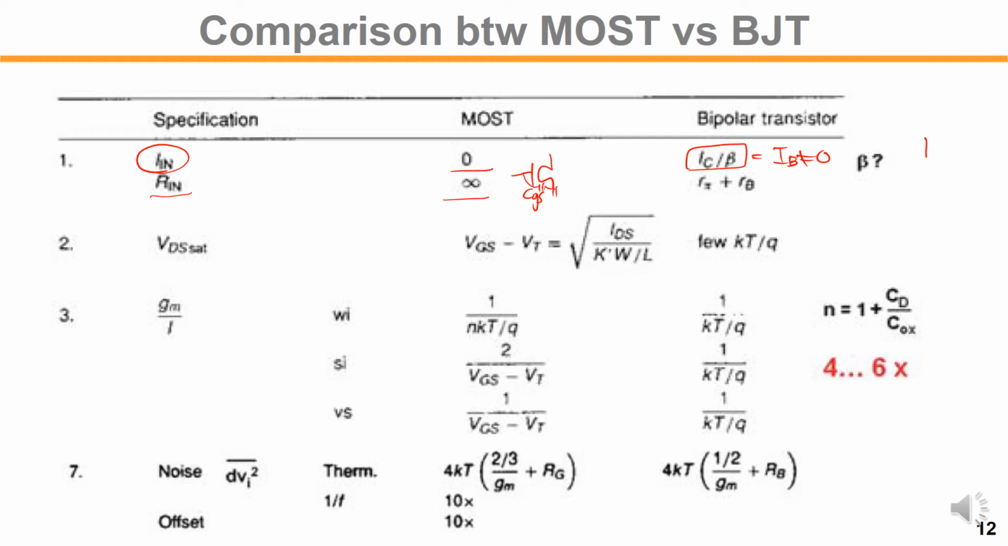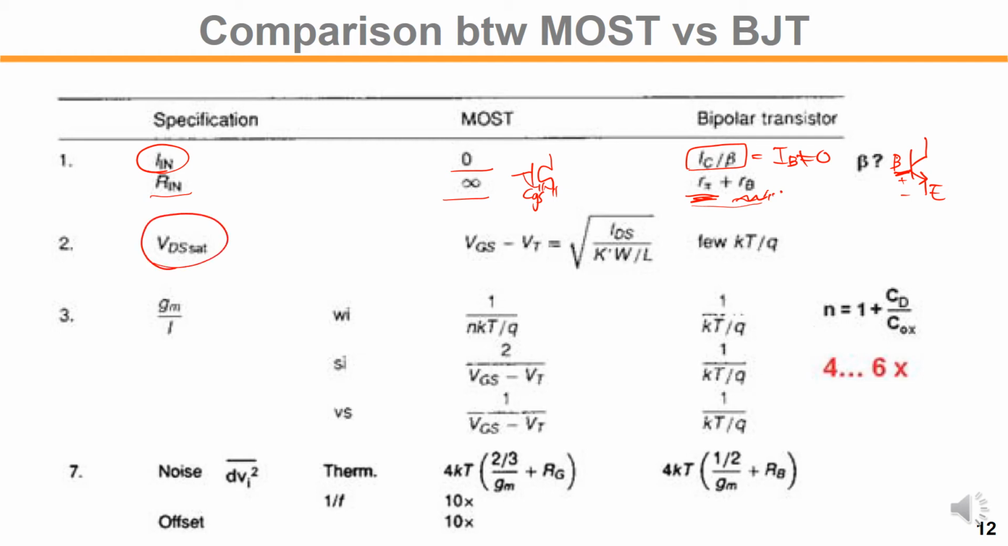But for the bipolar, we have a diode structure between the base and emitter. So we have r pi and also rb on the diffusion area. From base, finite base resistor is there. So total DC resistance we are seeing like this.